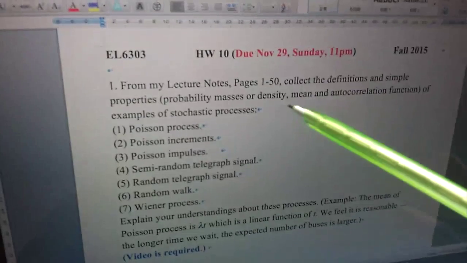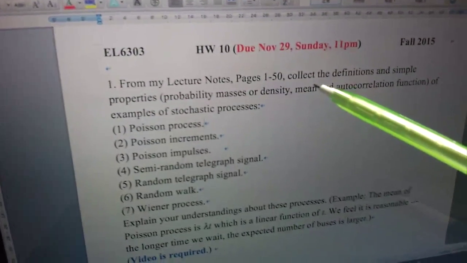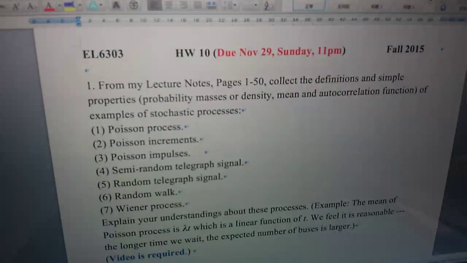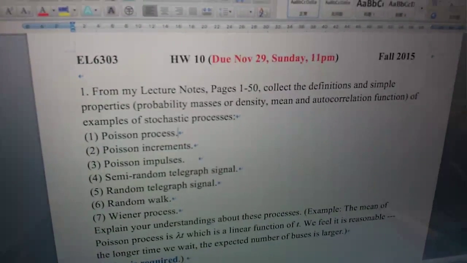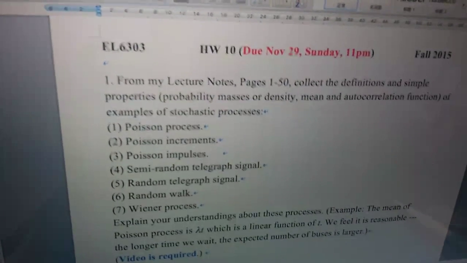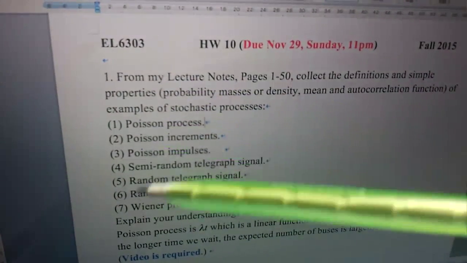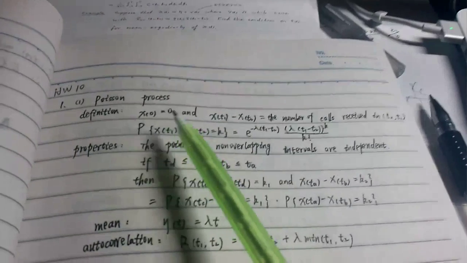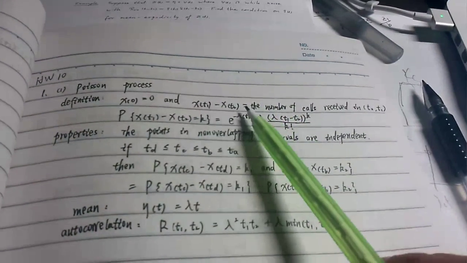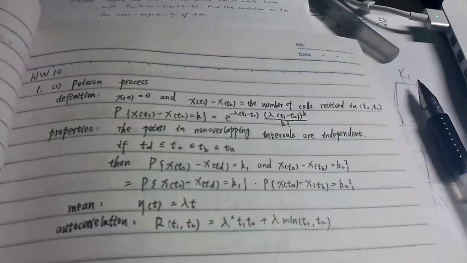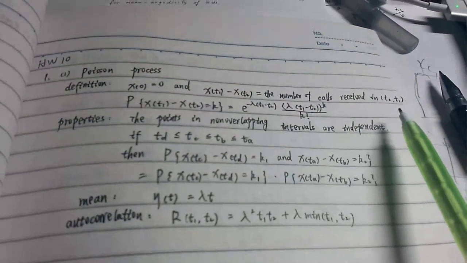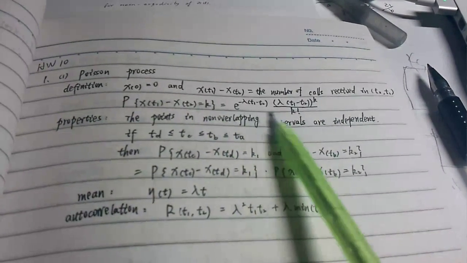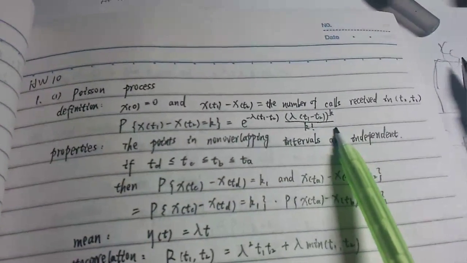The first question asks us to collect the definitions and simple properties of the examples of stochastic processes. There are 7 examples, and the first one is the Poisson process. The definition of a Poisson process is X0 equal to 0, and Xt1 minus Xt2 is equal to the number of calls received in the interval between t1 and t2, and the probability is this equation.